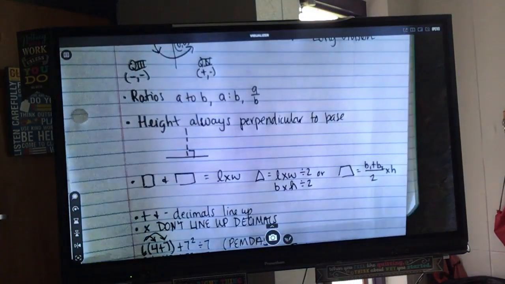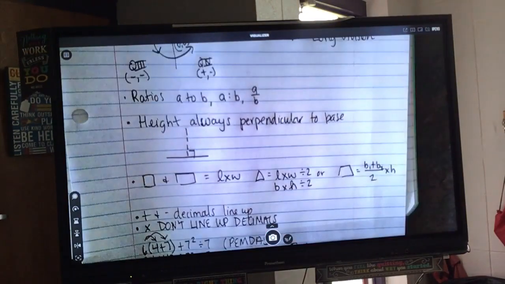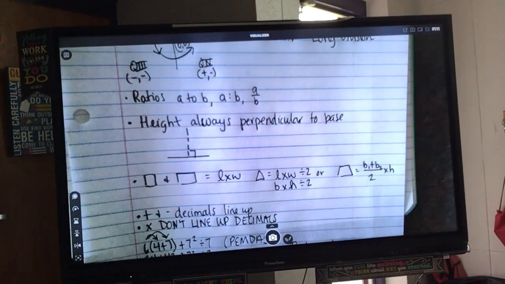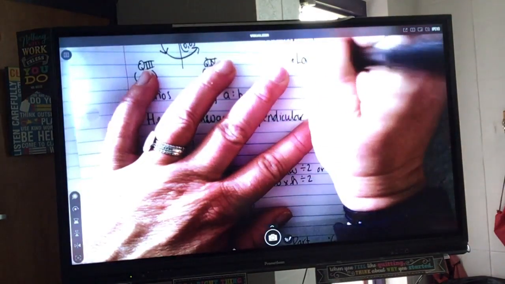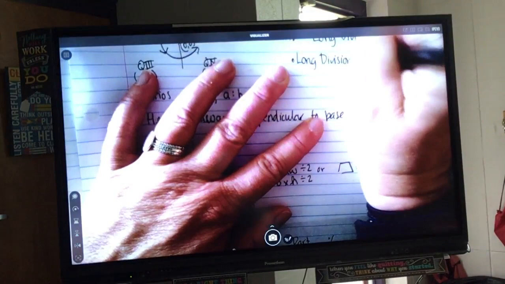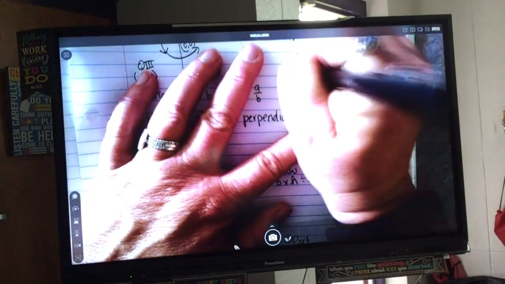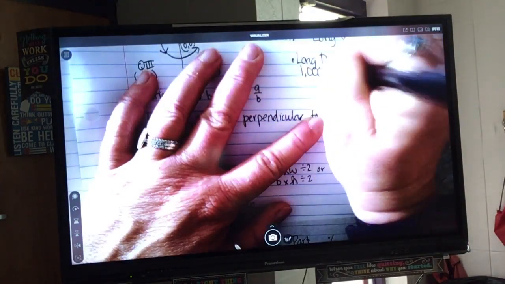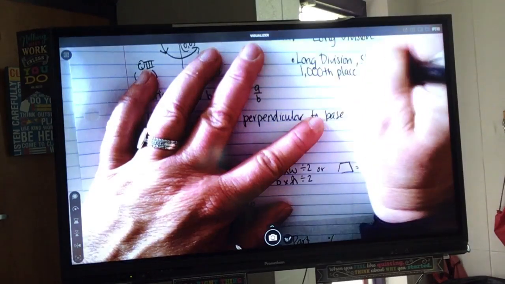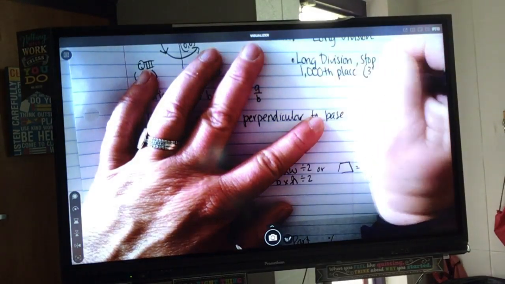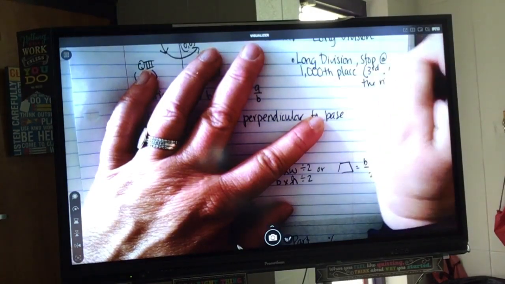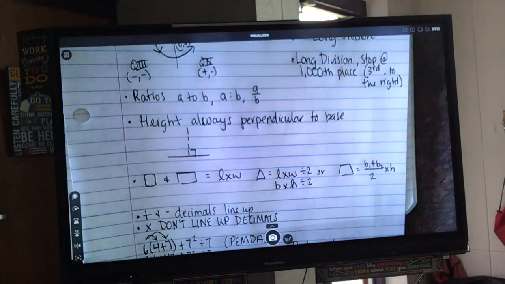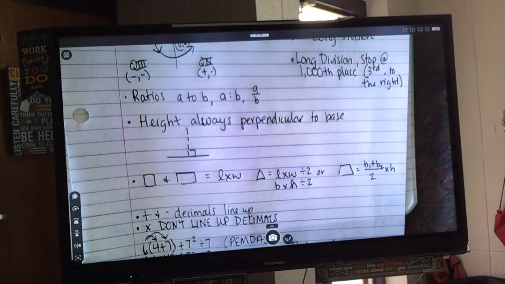Camden. When you're doing long division, in your answers, you stop at the thousandths place with the decimal. Which is also your what? Yeah, because a lot of us don't know what the thousandths place is, so it's the third decimal place to the right.